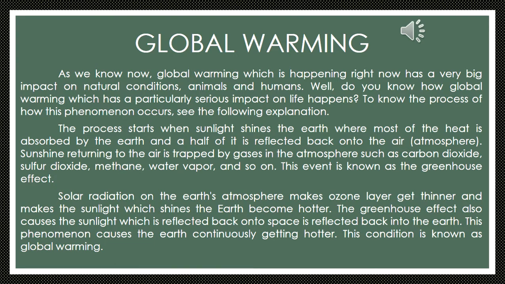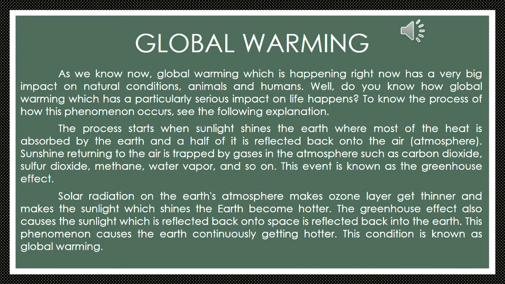The process starts when sunlight shines on the earth, where most of the heat is absorbed by the earth and a half of it is reflected back onto the air atmosphere. Sunshine returning to the air is trapped by gases in the atmosphere, such as carbon dioxide, sulfur dioxide, methane, water vapor, and so on. This event is known as the greenhouse effect.